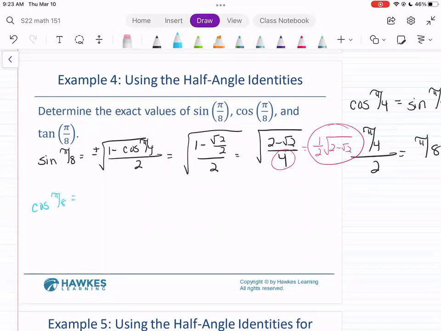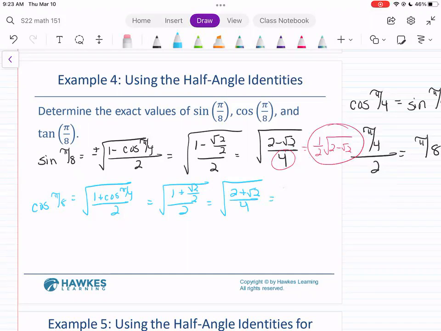Likewise, for the cosine of pi over 8, we get the square root of 1 plus the cosine of pi over 4, all over 2. So 1 plus the square root of 2 over 2, again reducing, 2 plus the square root of 2 over 4, and we can take the square root of that 4, which gives us 1/2 times the square root of 2 plus the square root of 2.